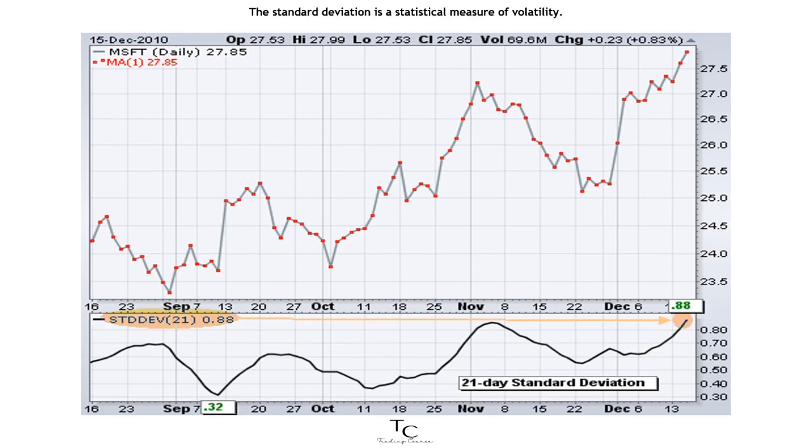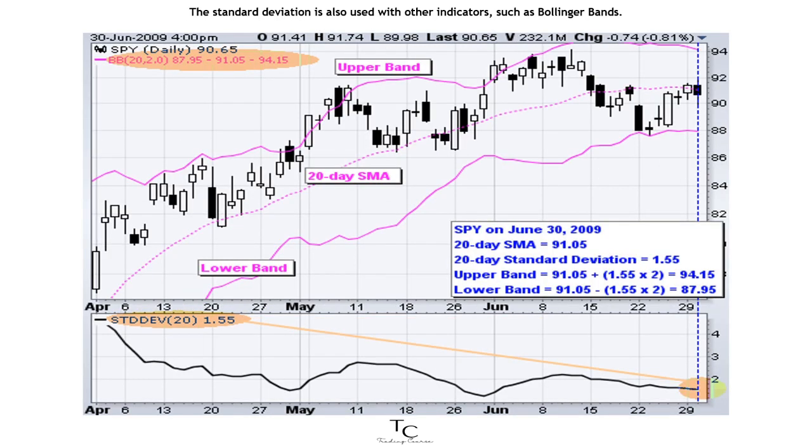The standard deviation is a statistical measure of volatility. These values provide chartists with an estimate for expected price movements. Price moves greater than the standard deviation show above average strength or weakness. The standard deviation is also used with other indicators, such as Bollinger Bands. These bands are set 2 standard deviations above and below a moving average. Moves that exceed the bands are deemed significant enough to warrant attention.